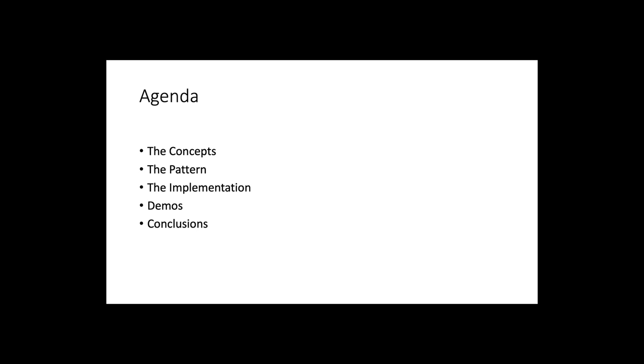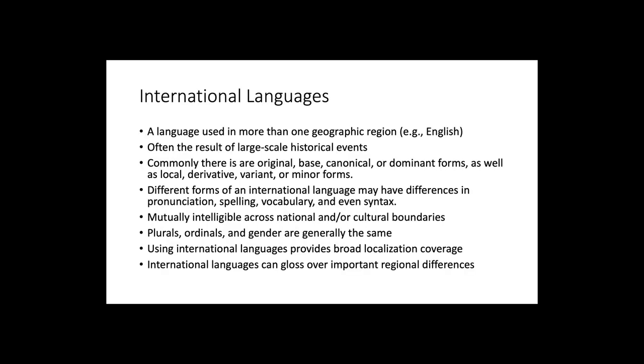For the purposes of this presentation, I would like to define an international language as a language or linguistic system that is commonly used as a primary or secondary language in more than one geographic region. International languages are sometimes called macro languages, but I prefer to use the term international language because I believe it better highlights the fact that the language in question is used in more than one place.